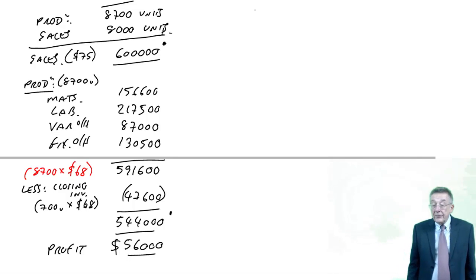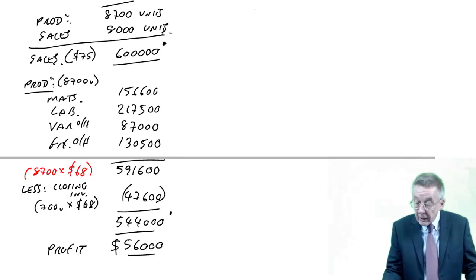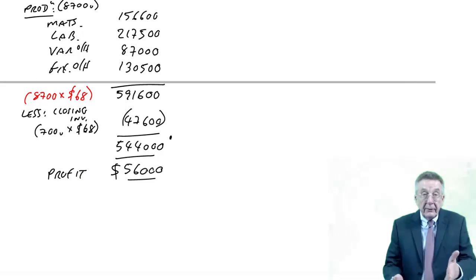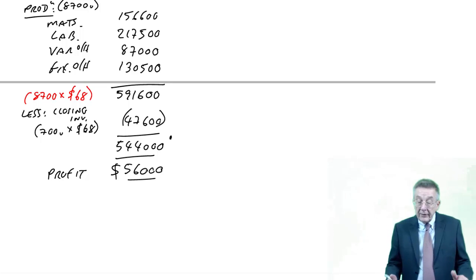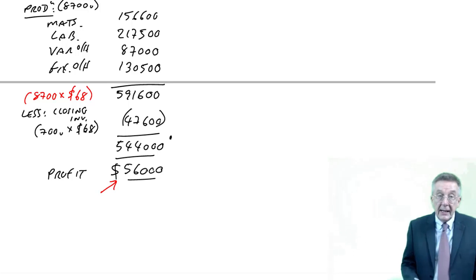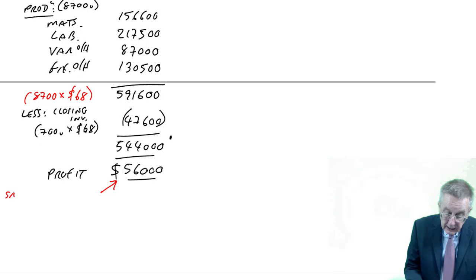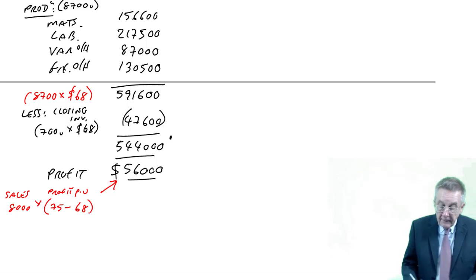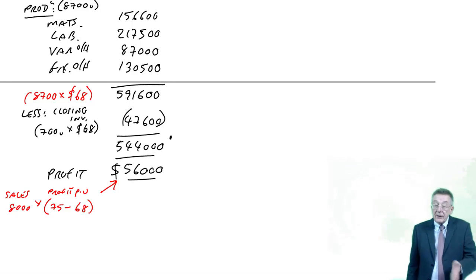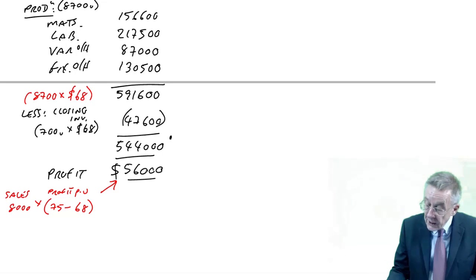The budget profit is 56,000. Now again, as I've said, obviously in exams, only do what's required. If they required a full budget profit statement, there it is. If all we needed was to know what the budget profit is, again, I could have written it straight down. Because we had sales of 8,000 units. The standard profit per unit, selling price 75, cost 68. So a profit per unit of $7, 8,000 at $7 is 56,000. So there's our original budget.